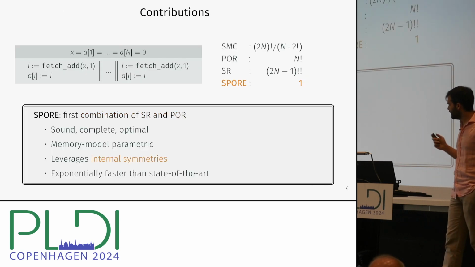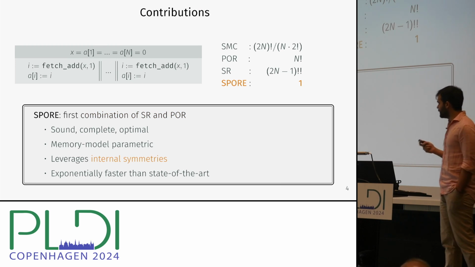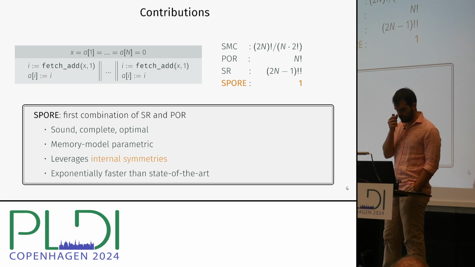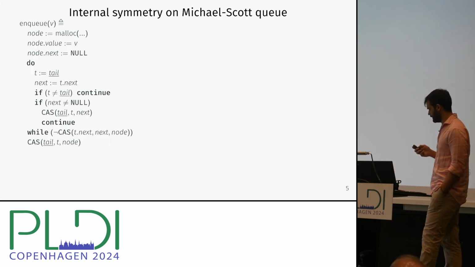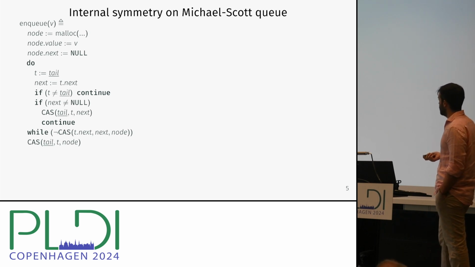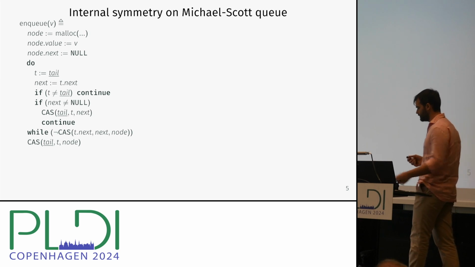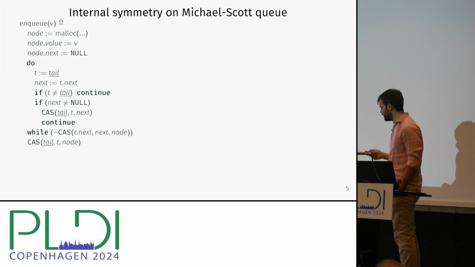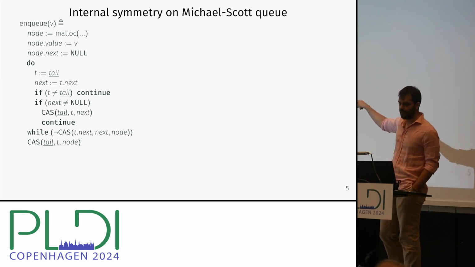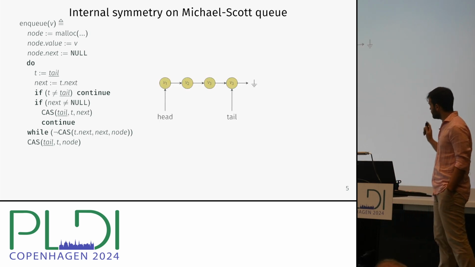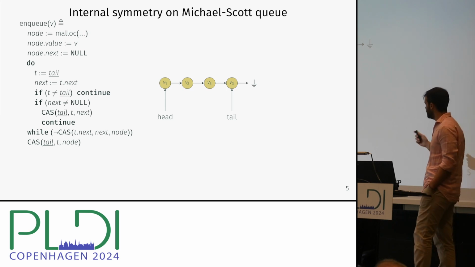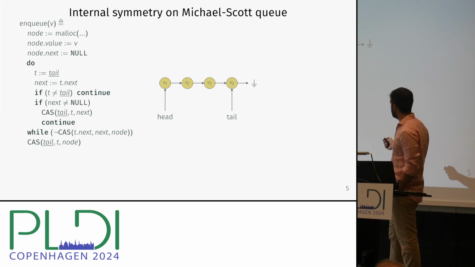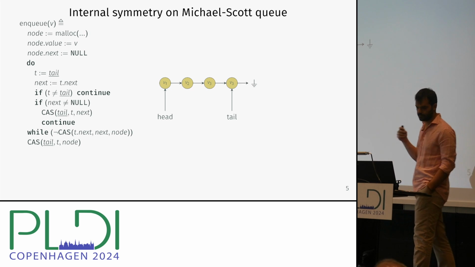Now, the second thing I'd like to talk a bit about is internal symmetries, because this is introduced in this paper. And I'll explain what this is with an example. The example is a Michael-Scott queue. This is a lock-free queue implementation. I have the code for enqueuing an item there. I'll go over it in a second. Essentially, this queue is represented by a pair of head and tail. Items are enqueued at the back, at the tail, and dequeued from the front.